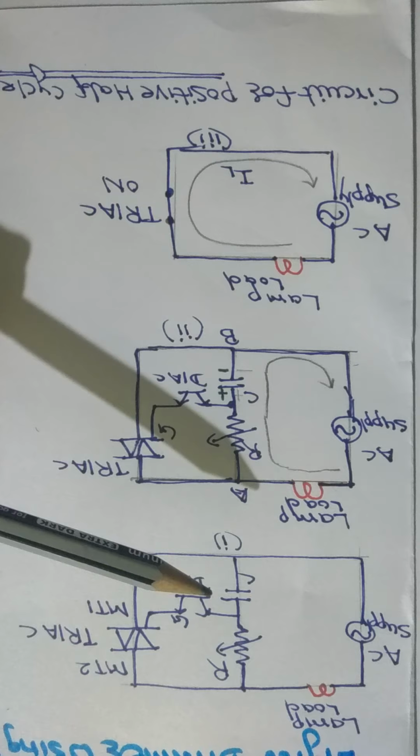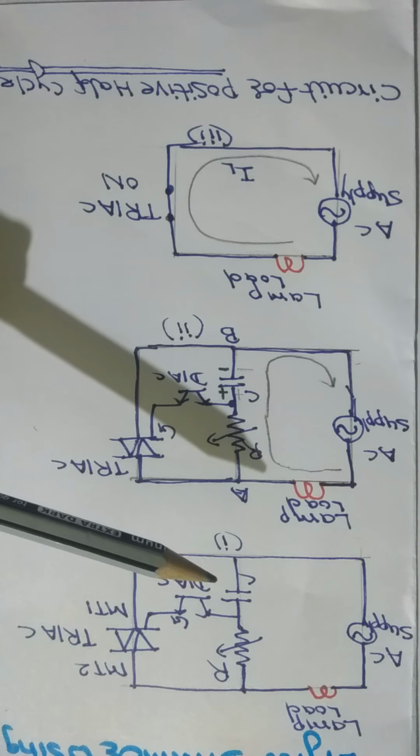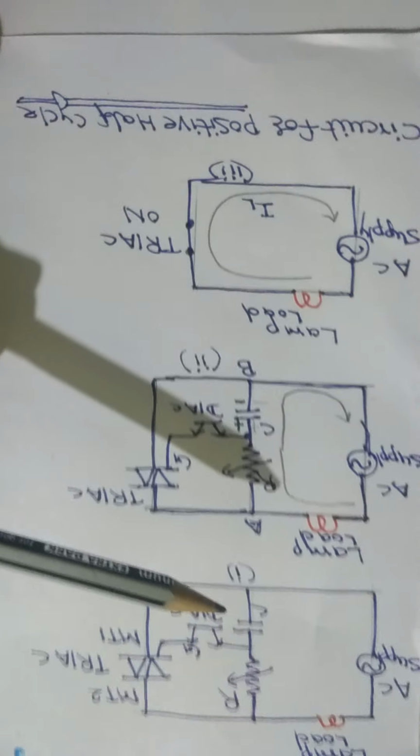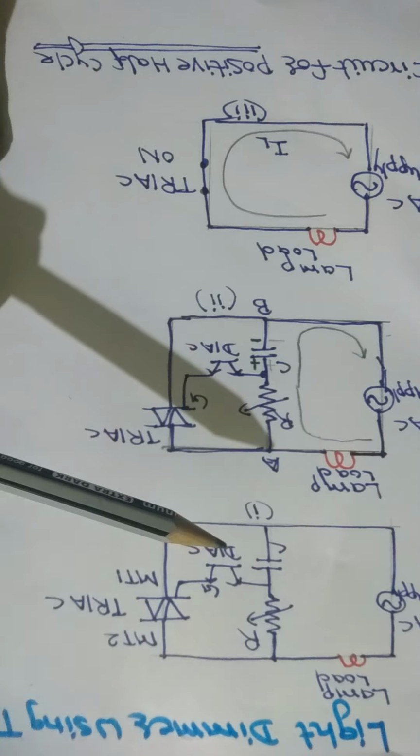Here the input voltage is the AC input voltage, and it consists of two half cycles, a positive half cycle and a negative half cycle. Now in diagram 2, during the positive half cycle of the input voltage, terminal A is positive with respect to B. Current flows through the variable resistor R and charges the capacitor with the upper plate positive and lower plate negative.